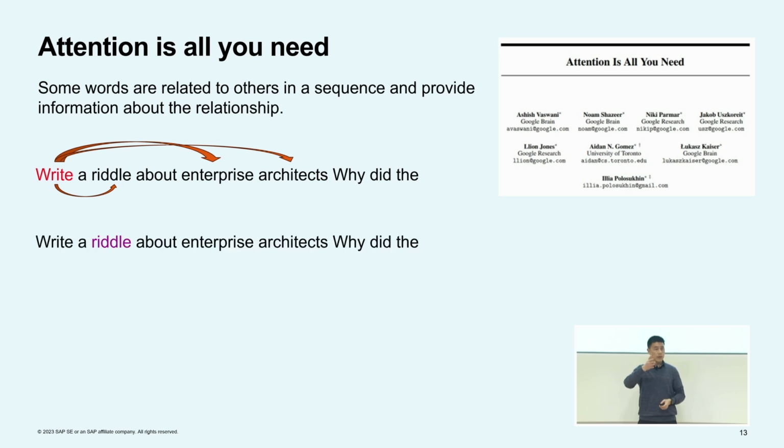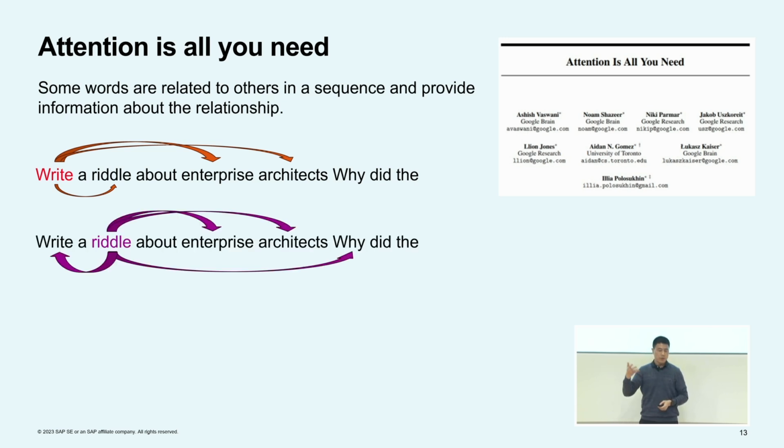And then I do that with every single word on the input. Riddle, what kind of riddle is it? About enterprise architects. How do I start the riddle? With the word why. What am I doing with the riddle? I'm writing it. So the idea here is there's some idea of the relationship between a specific word and the other words in a given sequence.